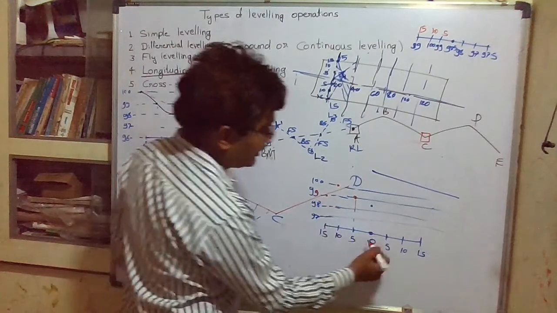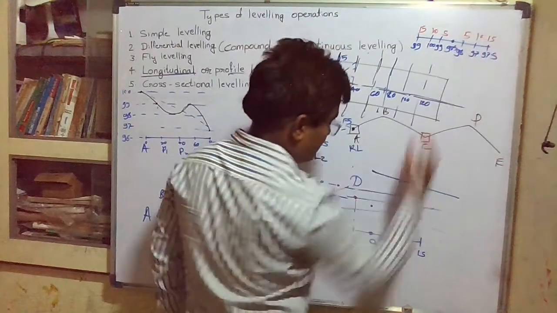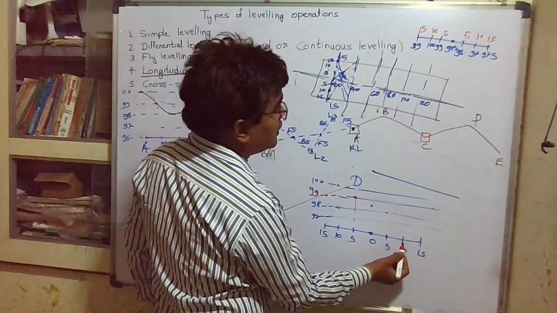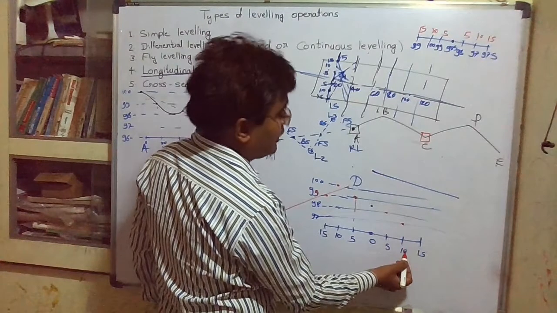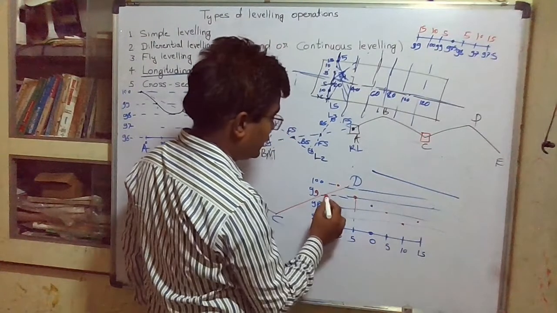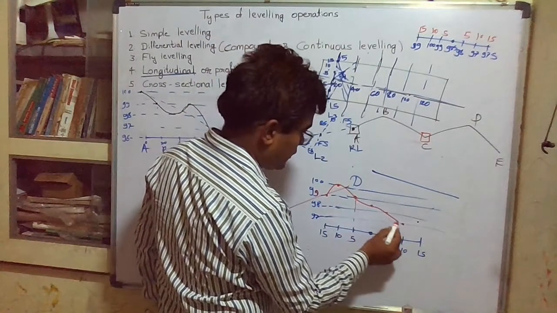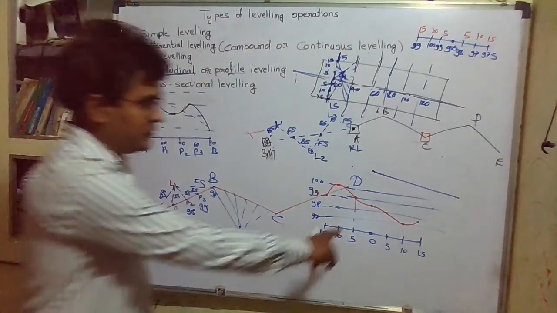Again then we'll consider right: right 5, 10, 15. At right 5, RL is 98. At right 10, RL is 97. And at right 15, it is 97.5. So here again, we can get the profile along the cross section.